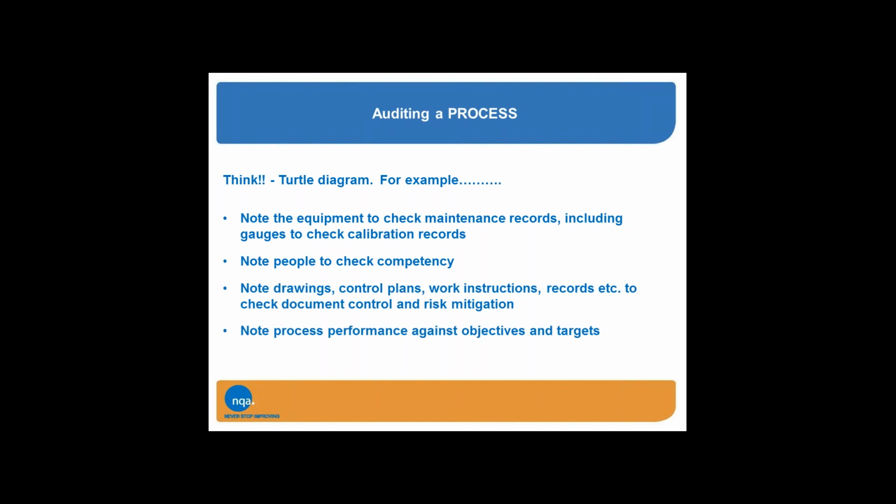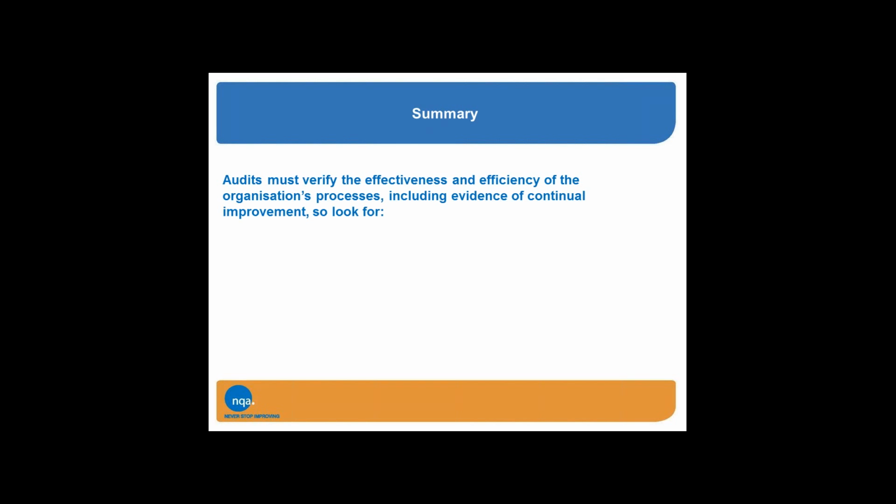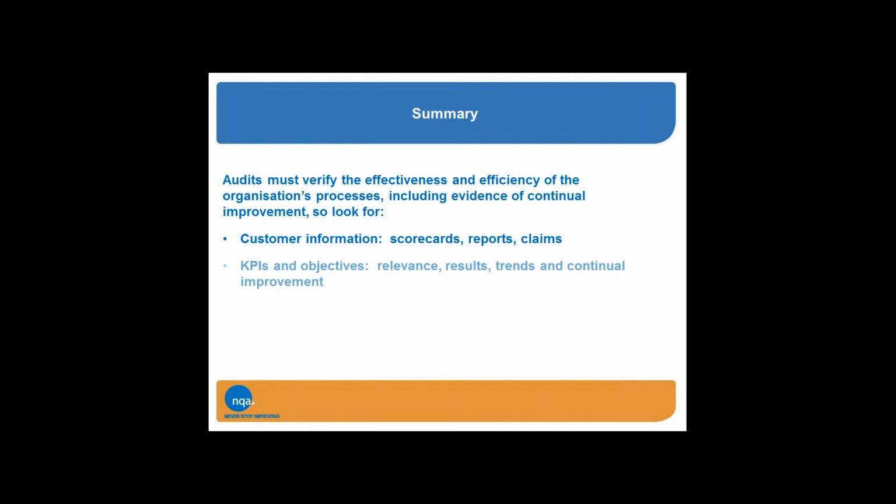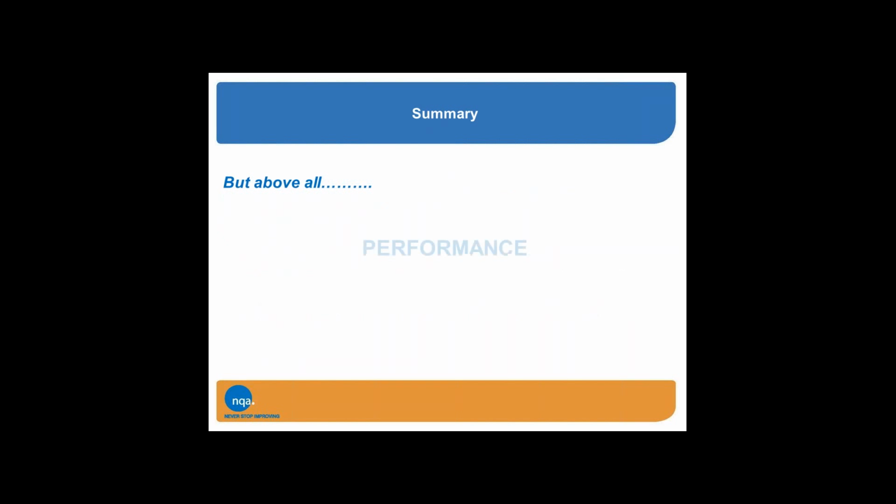Note process performance against the objectives and targets that have been set for the process. Then from all of this information, determine if there are any risks and if the process is performing as it is intended. In summary then, audits must verify the effectiveness and efficiency of the organization's processes, including evidence of continual improvement. So look for customer information, so scorecards, reports, claims, KPIs and objectives, their relevance, the results, any trends, and also continual improvement activities. Links or interactions with other processes, and the control of the interfaces, so the inputs and outputs from each process, and the control of risk. But above all, we must focus on performance.